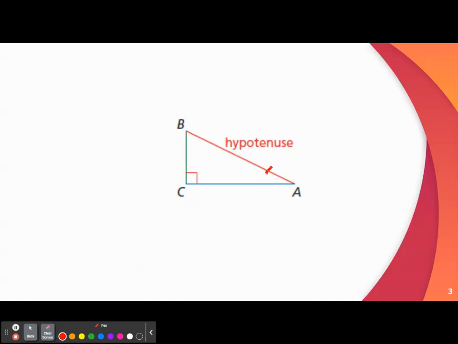So mark angle A. We're looking at angle A. So mark that angle. The side opposite angle A, we already know that is side BC. So mark side BC, put opposite, but make sure you say it's opposite of angle A. And the side adjacent is the side next to the angle, so this one is adjacent to angle A. So make sure you put adjacent to angle A.